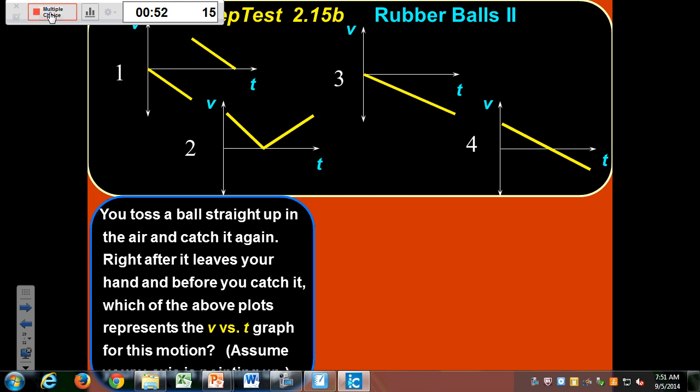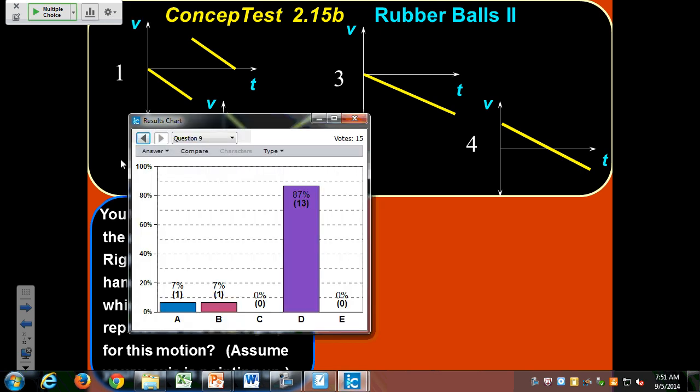Alright, just a few more seconds. It looks like y'all must have it right. You should write, this is the same scenario as we had in the previous one, right? So D is the right answer.